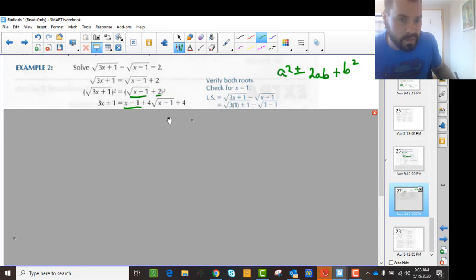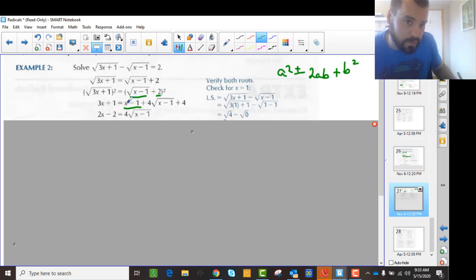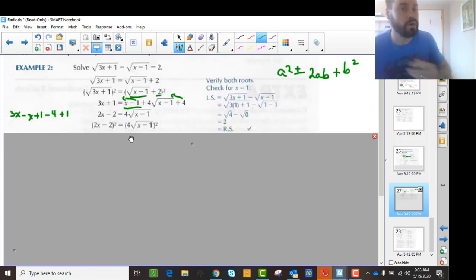Then we have to isolate that radical. So we're going to bring the x over, 3x minus x gives me 2x. And then I have 1 plus 1 is 2. And then minus 4. So that's where I get the minus 2 from. So again, if you want to write out what we did there, it's 3x minus x plus 1 and then minus 4 plus 1. Okay, because that 1 came over, that minus 1 came over, and that 4 came over. And that's where we're getting that 2x minus 2. It equals 4. You can divide both of those by 2 if you want to, or you can just square right away. It's up to you.